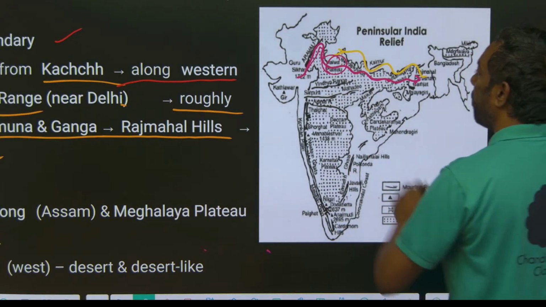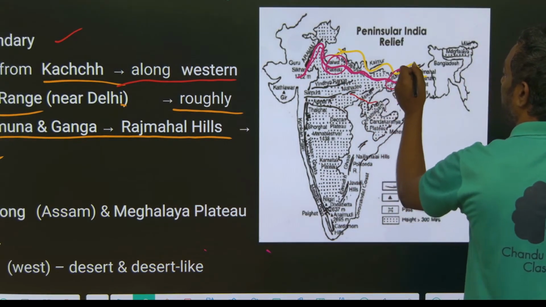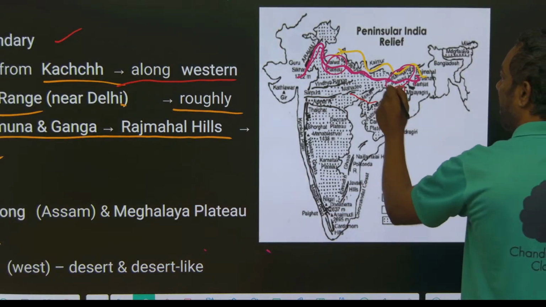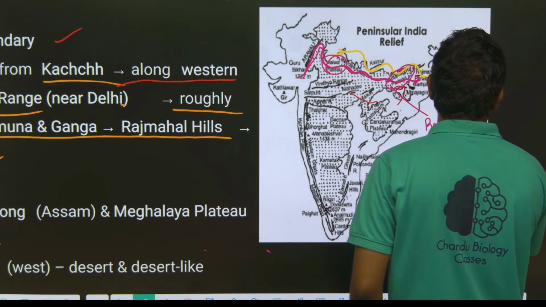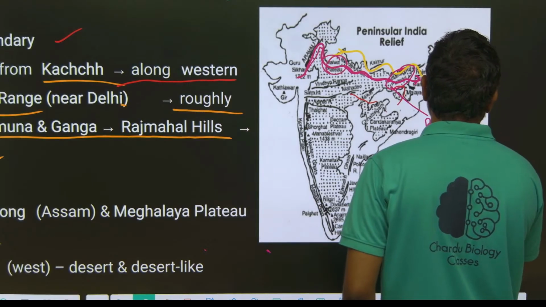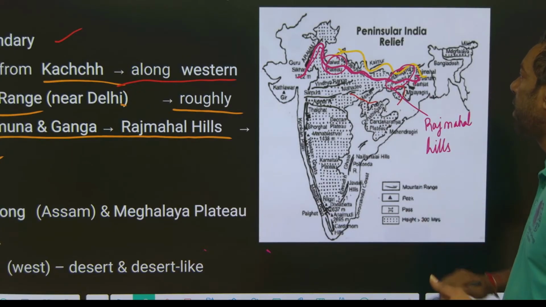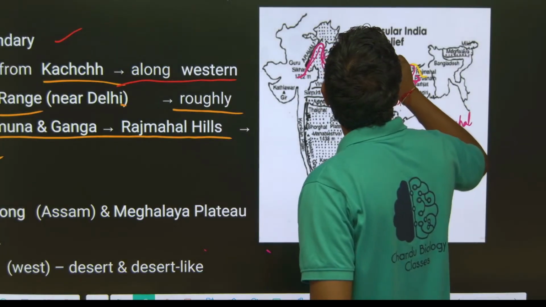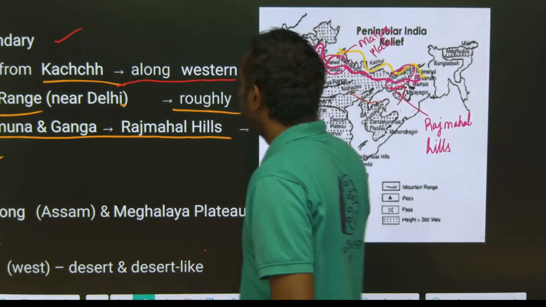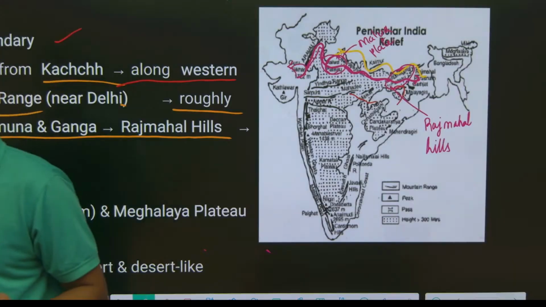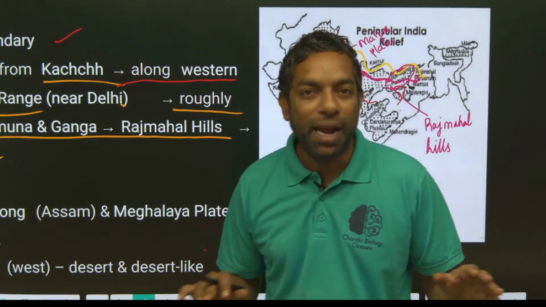This is the Malwa plate, guys. The Gangetic plate extends eastward to the Chota Nagpur plate, which created the Rajmahal Hills. This is the Malwa plate, and this is the Kutch, Gujarat area. This is the northernmost plate, guys, the northern boundary of the Indian mainland.